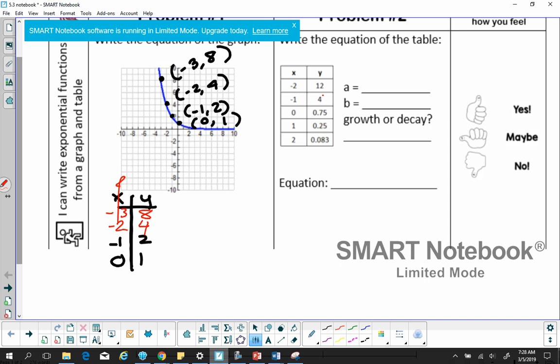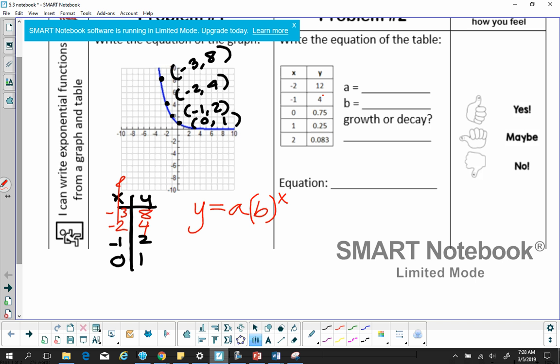Okay, who can give me the parent function for an exponential equation? It's not y equals mx plus b. What is this one? Not quite. I heard part of it. A, b to the x. A, b to the x. Awesome.